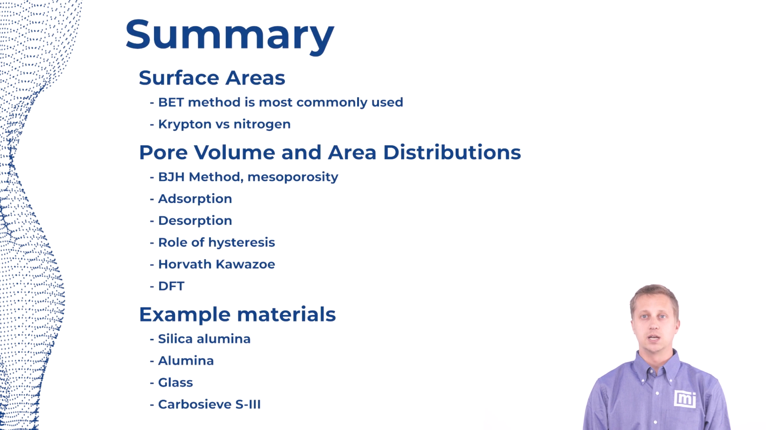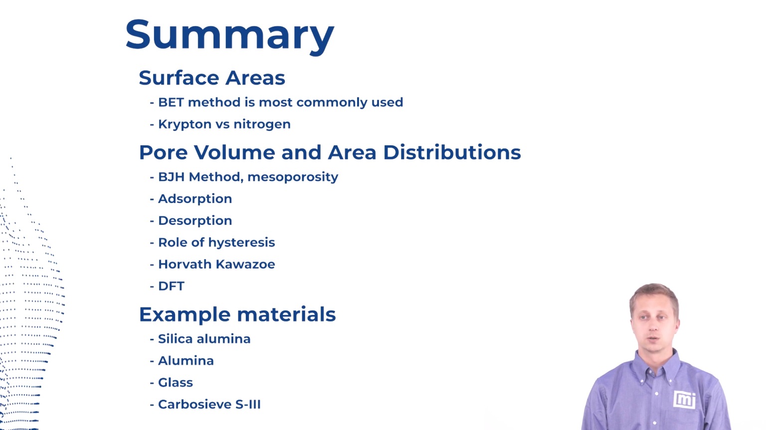To summarize what we talked about today, we showed a variety of different reports that are available in our software, primarily focusing on reports for surface area analysis, where BET method is the most commonly used method. We also talked about some of the differences between krypton versus nitrogen measurements, and we talked a little bit about pore volume and area distributions, including the BJH method, which is primarily used for mesoporous materials and very often collected on a variety of our instruments, including TriStar, ASAP 2020, as well as the 3Flex. For materials, we looked at silica alumina, a low surface area alumina, a low surface area glass, as well as a microporous material, carbosieve S3.